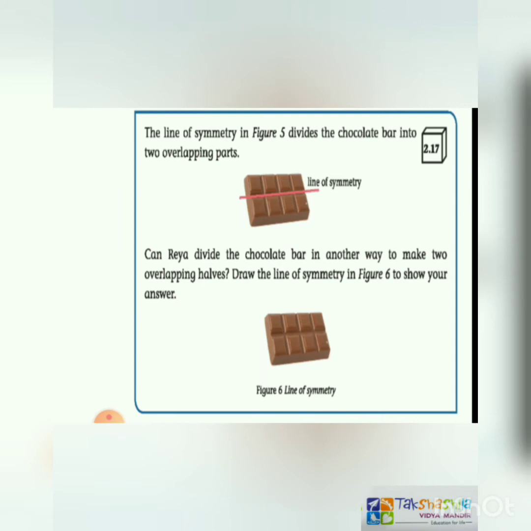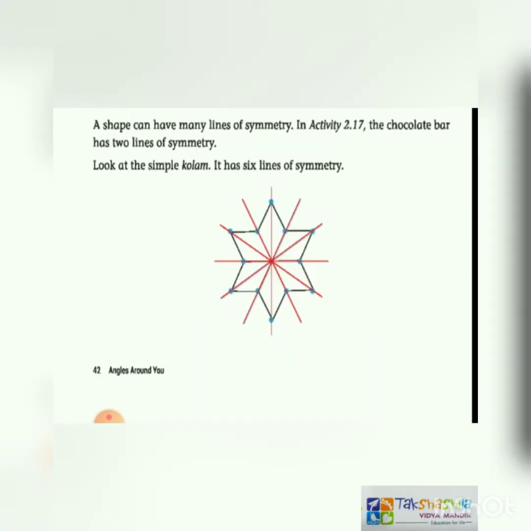Yes, we can cut the chocolate bar in another way. And draw the lines of symmetry in figure 6 to show your answer. And here we are going to draw the line of symmetry now. Yes, it is a horizontal line of symmetry. Now see the next one, which is given below the chocolate bar diagram.